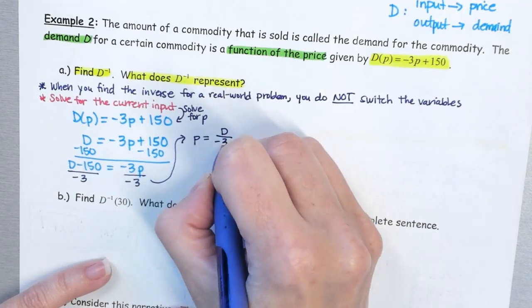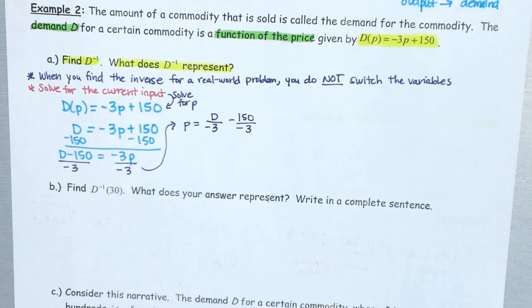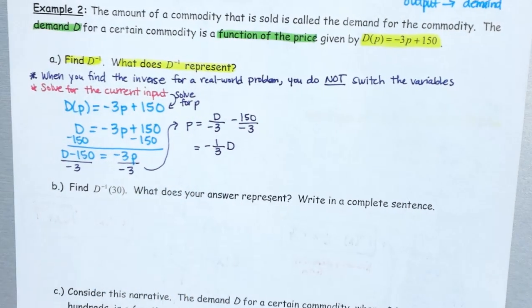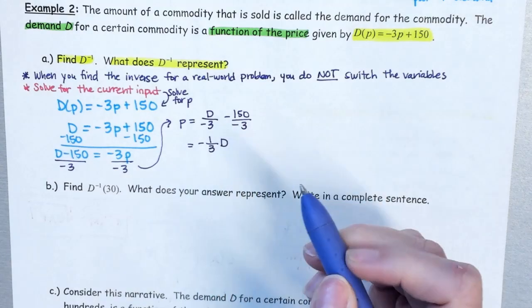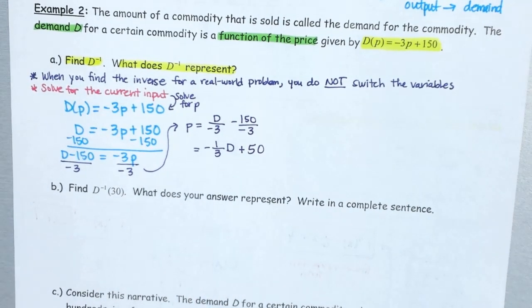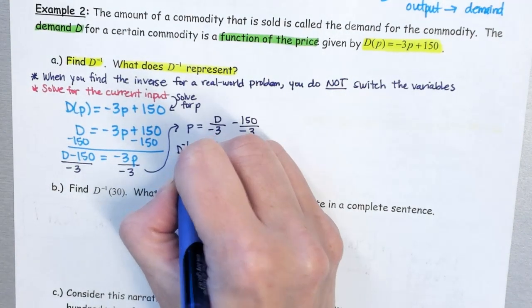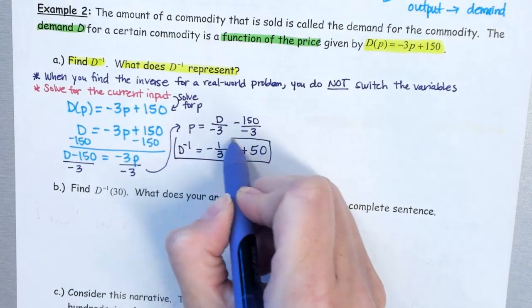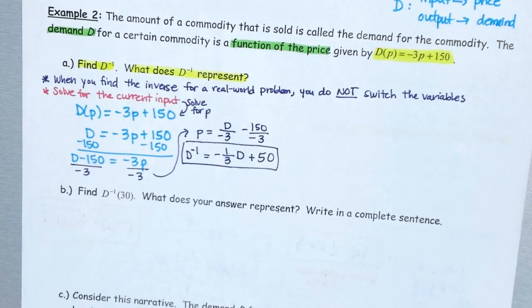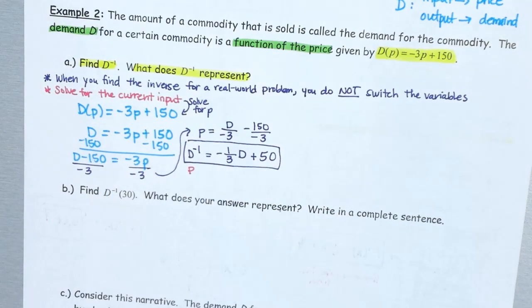So when you do that, remember this is a linear function. So one way that you can write that is negative 1/3 D. And then what's negative 150 divided by negative 3? Positive 50. Okay, and then another way that you can write that instead of just the P equals is you can write the D inverse. Okay, so when they're asking you to find the inverse of D, this is what it is. Okay, so instead of your value of P, you can write it as D inverse.